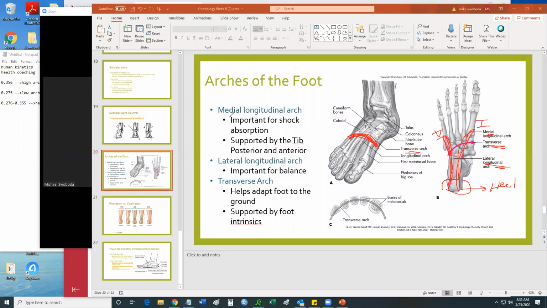What these do primarily is kind of twofold. They do shock absorption, balance, and they help you grip the ground. So these all allow you to squeeze your foot the same way you would close your hand. That's kind of what these help you do.